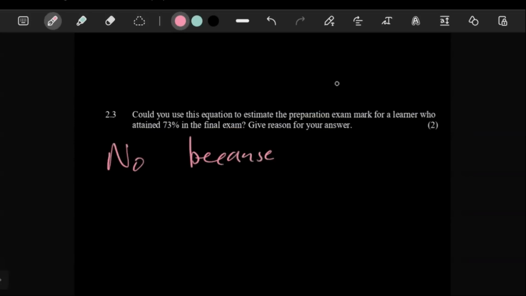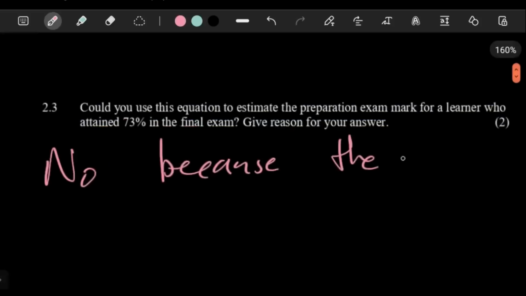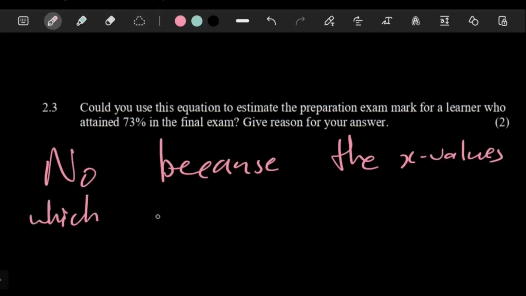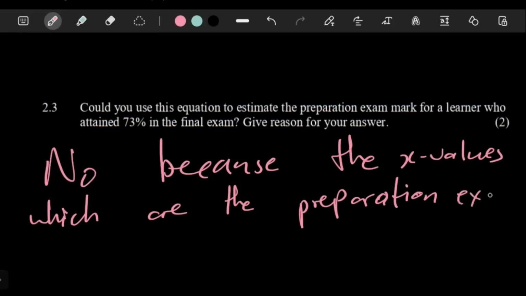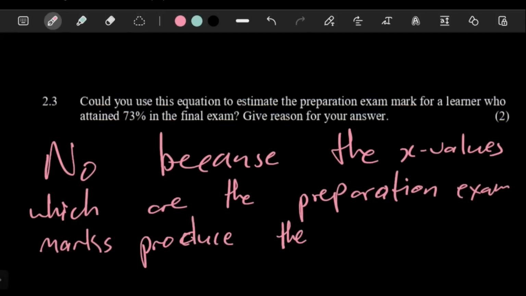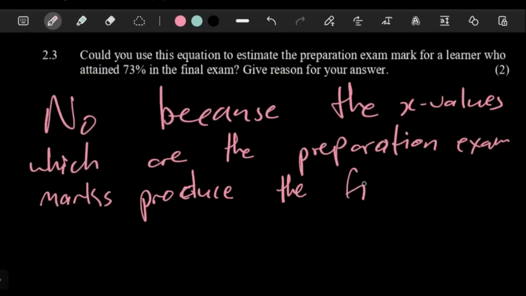Because the x values, which are the preparation exam marks, you see, these preparation exam marks produce the final exam mark. Final exam mark.